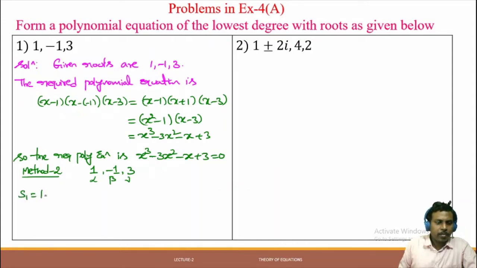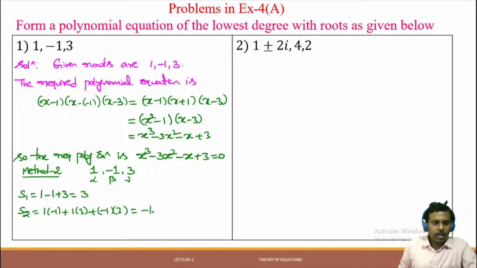S1 is what? 1 minus 1 plus 3, that is equal to 3. What is S2? S2 is the sum of the product of two roots taken at a time. So 1 into minus 1 plus 1 into 3 plus minus 1 into 3. So that is equal to what? Minus 1 plus 3 minus 3 is equal to minus 1.